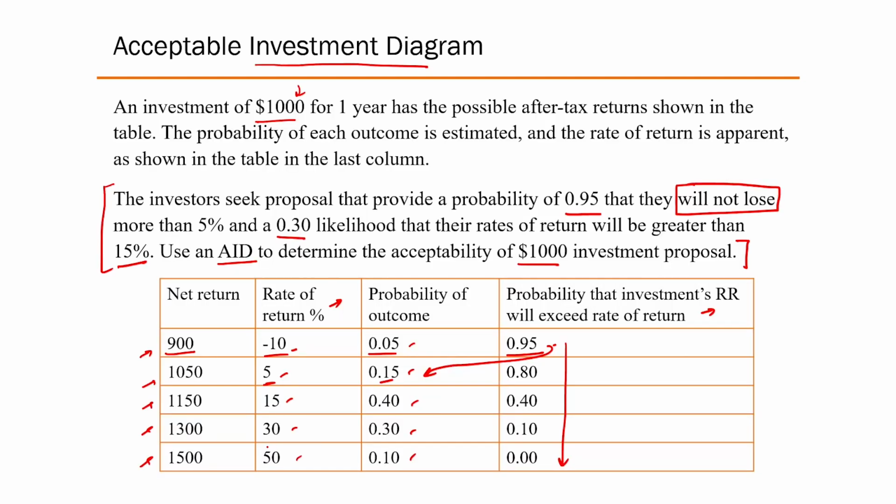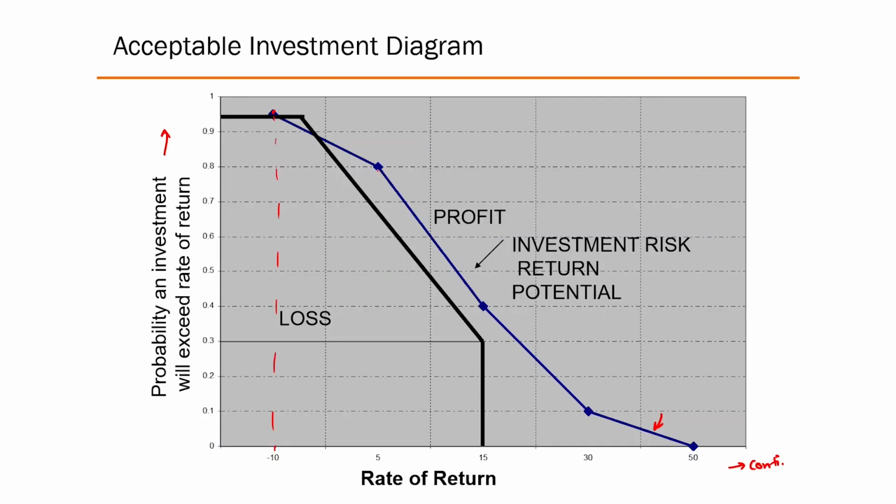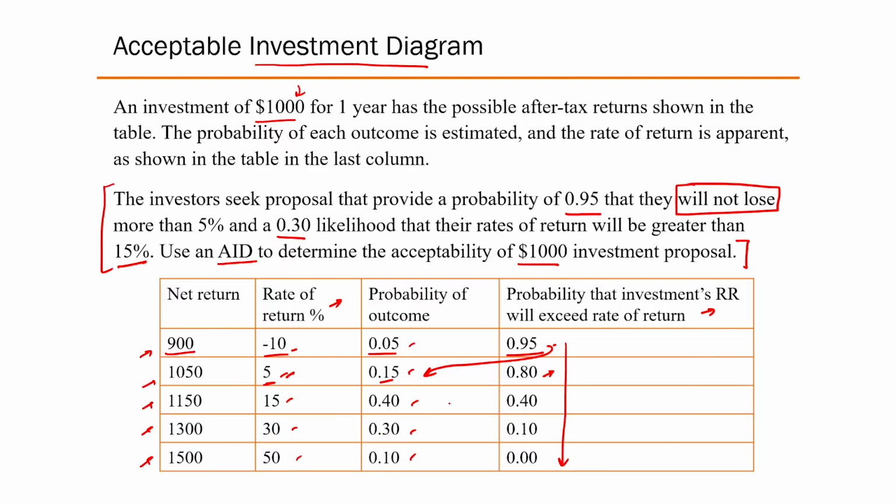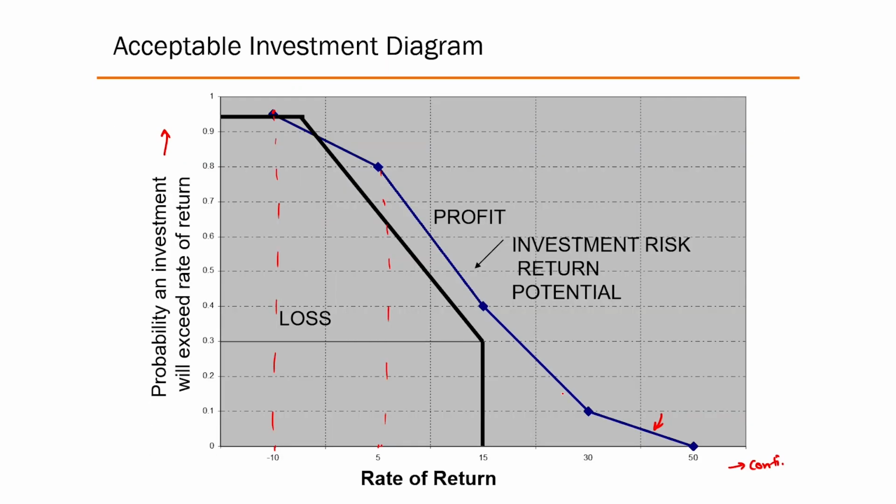right? Then 5% rate of return, 80% chance. So 80% chance, 5% rate of return, right? Then 15% rate of return. The probability that the rate of return will be higher than 15% is 0.4. So that comes here, 0.4 and 15% rate of return. So this blue line is something which is getting generated by the series that has been given to you, right?